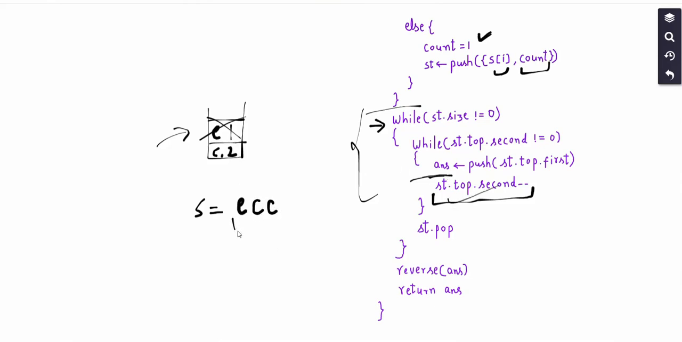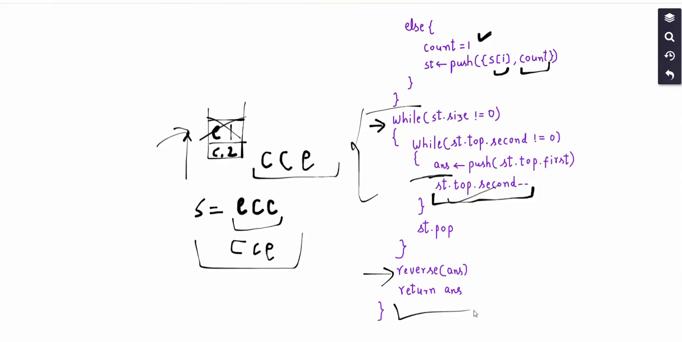Now I have ECC while the string must be CCE, because I have pushed the characters from left to right of the string. So I have to reverse this string. So then here I perform my reverse operation, that is CCE, and this becomes my final answer, and I return that answer right from here. Fine, so this is how this function is working. Let's see the code implementation for this.